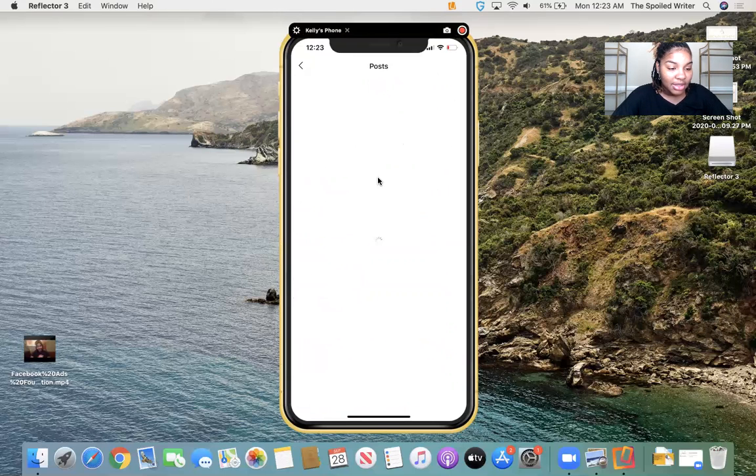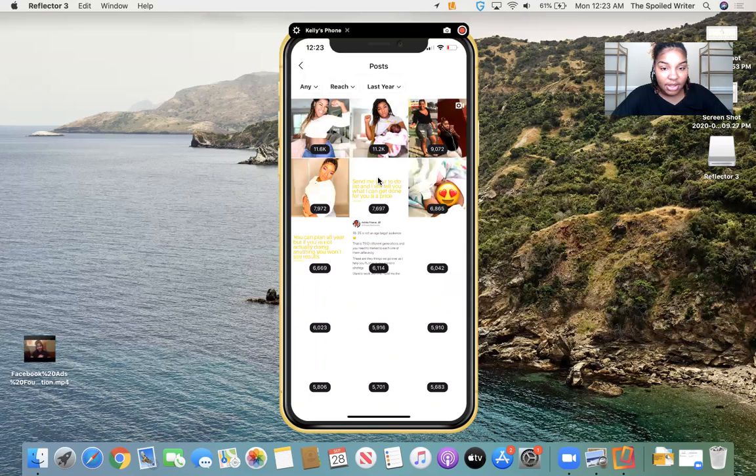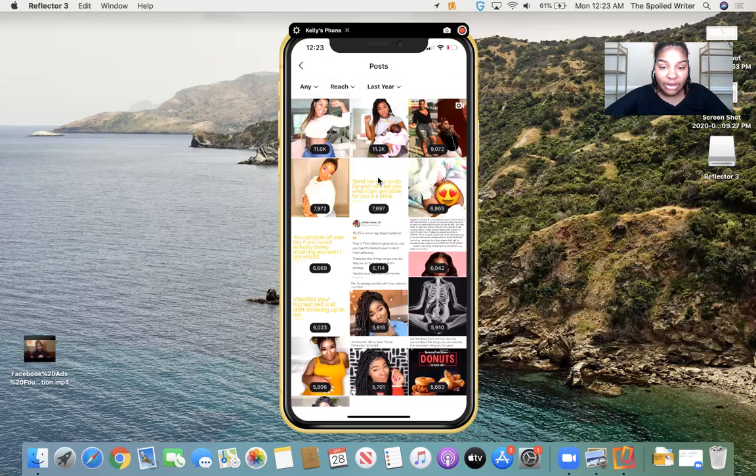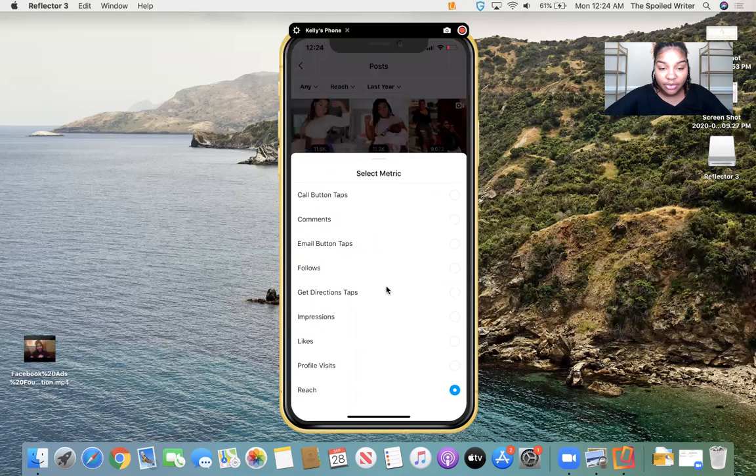When I click on content shared, it is now ranking all of my posts. So up here are the categories. It's ranking all of my posts by reach in the last year. So reach is the number of people who saw that post, the number of individuals. It's a drop-down menu.